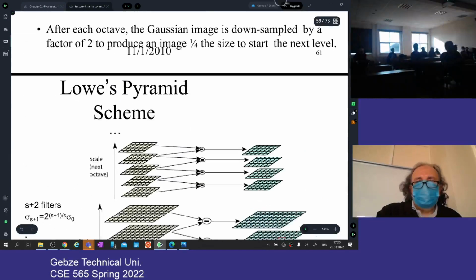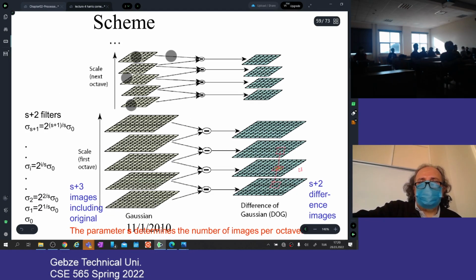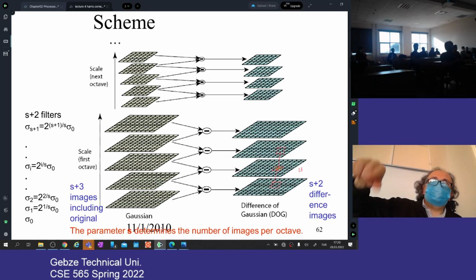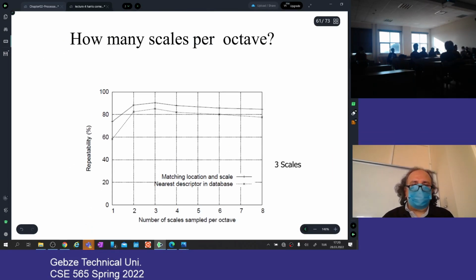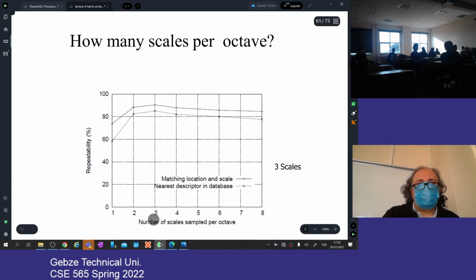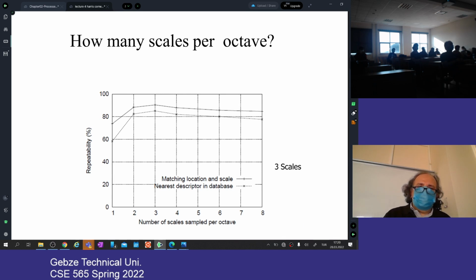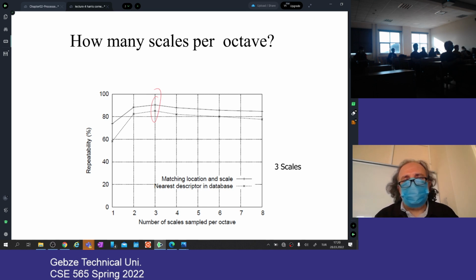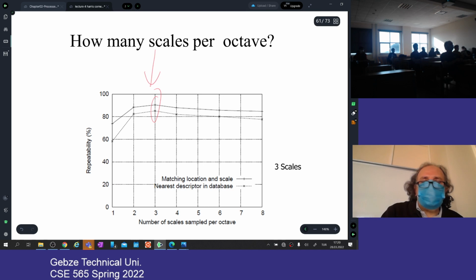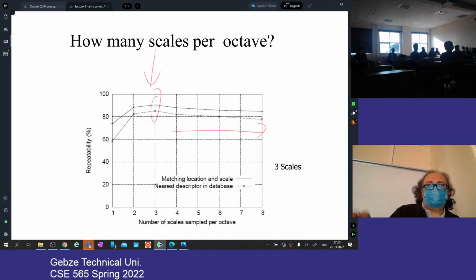By the way, this is an octave, and this is another octave, another octave. So each resolution change is called an octave. So how many scales should we have in an octave? They did some experiments. They say let's run experiments on 8 levels, 7 levels. It looks like 3 scale levels are enough, because the repeatability and the matching kind of peaks out at this level. That's good. So I don't have to run all the other Gaussians. So that will be 3 levels per octave.